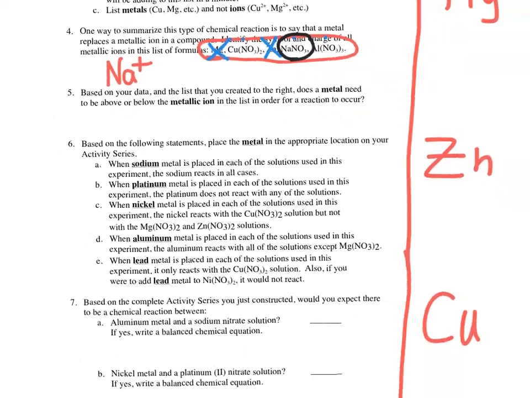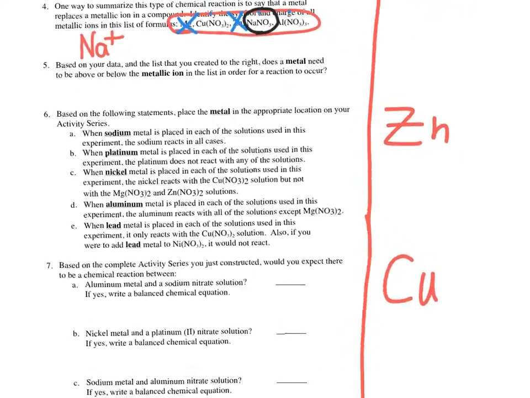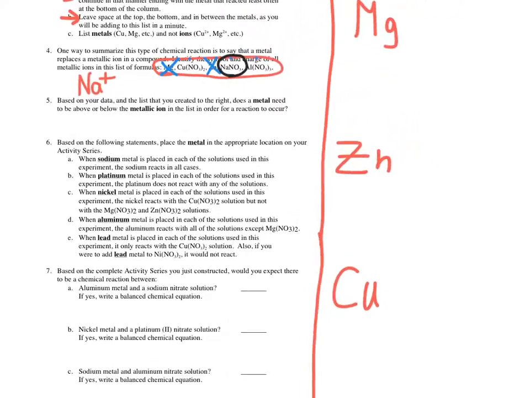The last thing for this lab that we're going to do right now is number 6. Based on your activity series and this new information right here, you're going to add in some more metals. So I'm going to do specifically nickel with you, and then hopefully it'll give you a hint to number 5 also. So you're going to put the symbol for nickel, which is Ni, in the right location on this activity series.